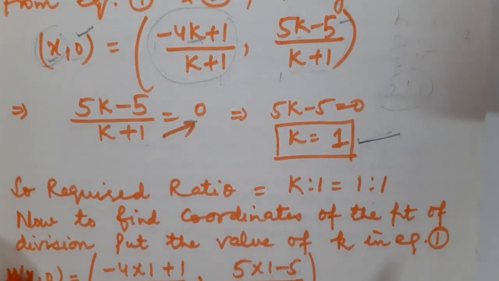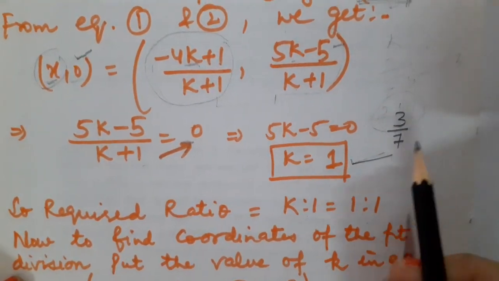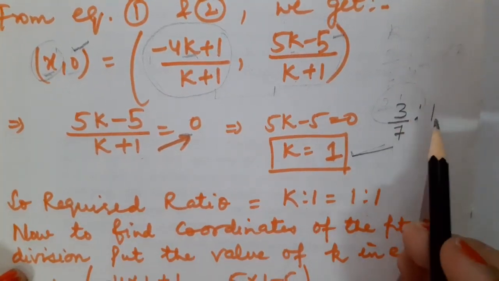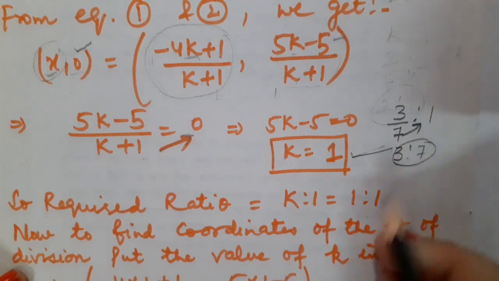Children, for example, in place of k, if I was going to get 3 upon 7, it would be 3 upon 7 ratio 1. So you just multiply this ratio by 7, and you will be getting 3 ratio 7. Or even you could cross multiply also.